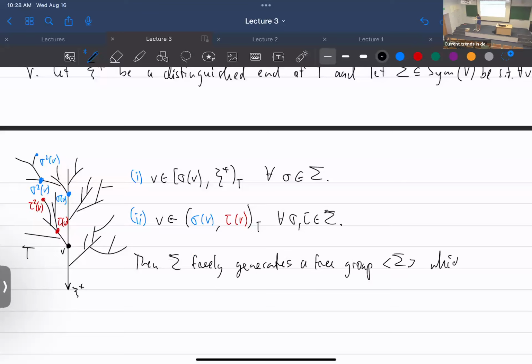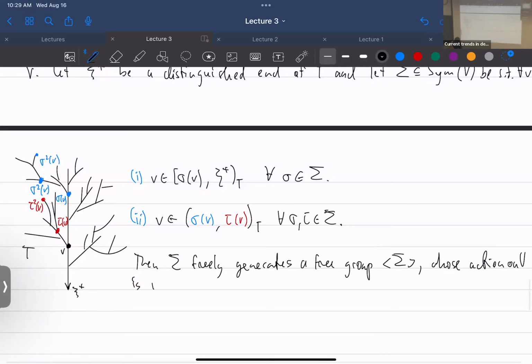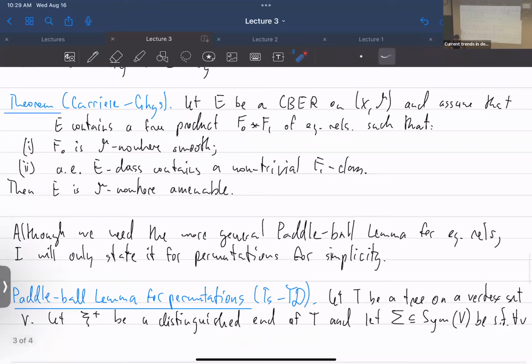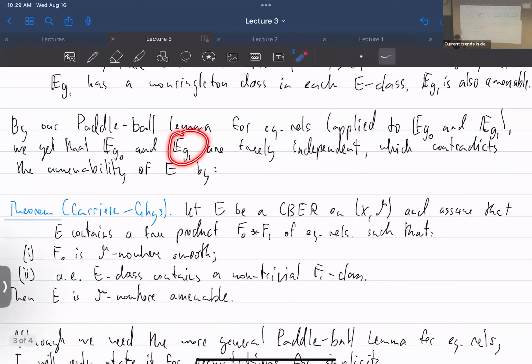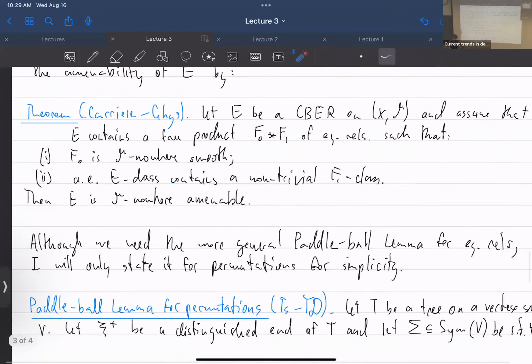which then naturally acts, extends the action to the group generated by it, whose action on D is free. Okay, so that's the conclusion, and this is what we need to feed to Carrier-Gis. So we apply this general version of this lemma to these two equivalence relations, then feed it to Carrier-Gis, which spits out non-amenability, and that's a contradiction.